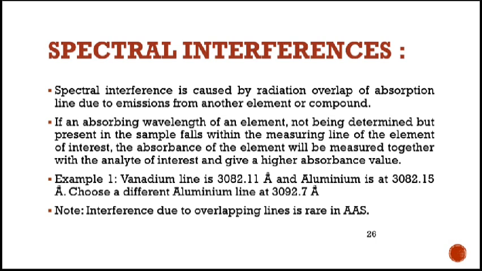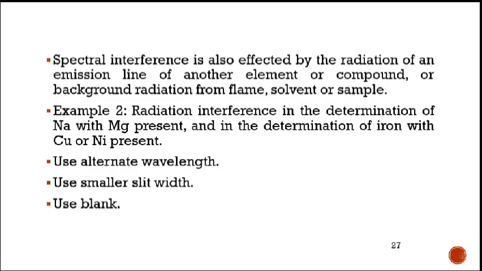Spectral interference is also affected by the radiation of an emission line of another element or compound, or background radiation from flame, solvent, or sample. Example 2: radiation interference in the determination of sodium with magnesium present, and in the determination of iron with copper or nickel present. Use an alternative wavelength, use a smaller slit width, or use a blank.